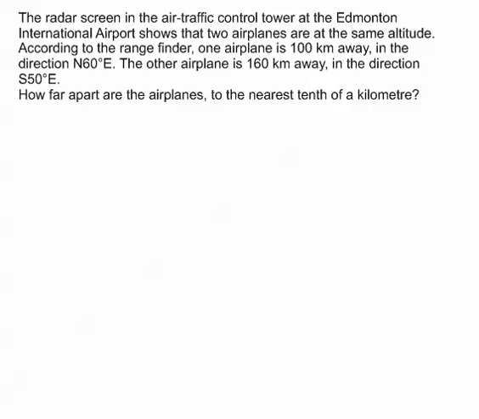In this question, it says the radar screen in the air traffic control tower at the Edmonton International Airport shows that two airplanes are at the same altitude. According to the rangefinder, one airplane is 100 kilometers away in the direction of north 60 degrees east, and the other plane is 160 kilometers away in the direction of south 50 degrees east. How far apart are the two airplanes to the nearest tenth of a kilometer?